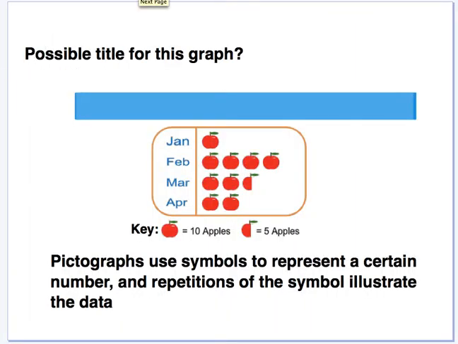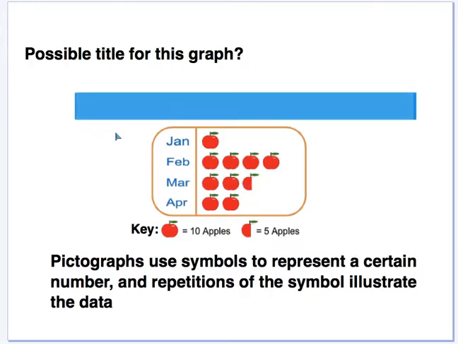This is called a pictograph, and a pictograph is a way of representing data with symbols. And so you see like this, we don't have numbers on our tally chart, we actually have these apples. And every single apple, if you look at the key, every single image of an apple is actually worth 10 apples. And a half apple, obviously, then is worth 5 apples.